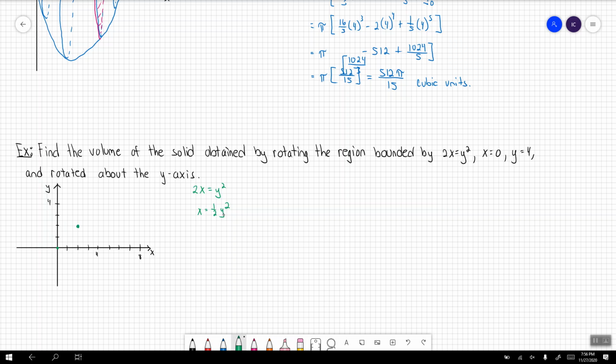When y is equal to 4, that's going to get me 16. 16 divided by 2 is going to be 8. So when the y value is 4, the x value is going to be 8. And again, this holds true for negative y values as well.